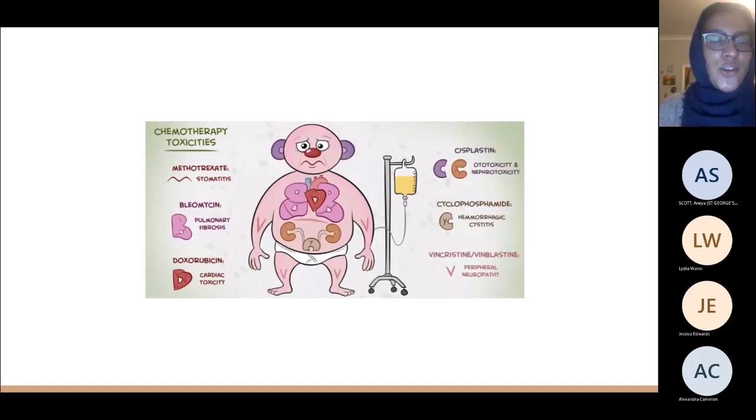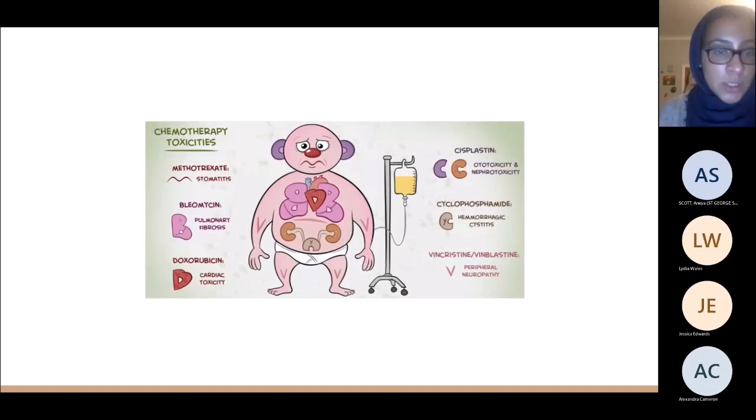That was a diagram I used to memorize some of the side effects I had to know for specific chemotherapies. But essentially, doxorubicin that you see here is associated with cardiac toxicity, in particular cardiomyopathy. Your cisplatin is associated with ototoxicity and nephrotoxicity, and is also associated with deafness.